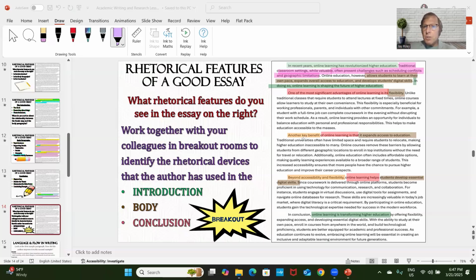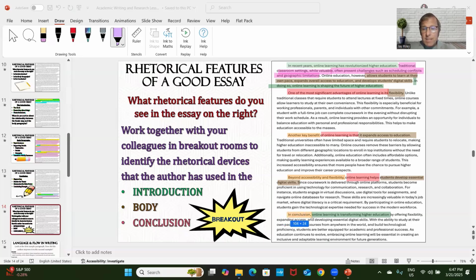In addition to those key phrases, I might use in an essay sentences to transition between paragraphs. So here, the author is saying this helps make education accessible to the masses. And then I might say, beyond accessibility, but that's not the only benefit, you could say. And now I know the next paragraph is going to tell me about a subsequent benefit. So that's another strategy that writers can use. They can use a transition sentence to bind those paragraphs together.